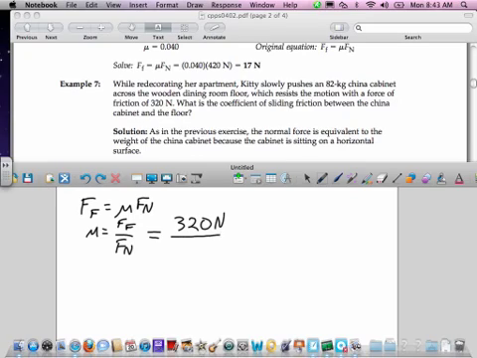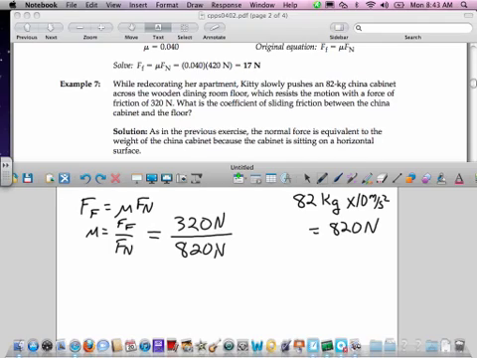And then we need to figure out what the normal force is. Well, they don't tell us what the weight is. Notice that they told us that it was 82 kilograms. Well, we want all of these forces in newtons. So what we need to do is take that times 10 meters per second squared, and that's going to give me 820 newtons. So now I'm going to take that and divide over here.